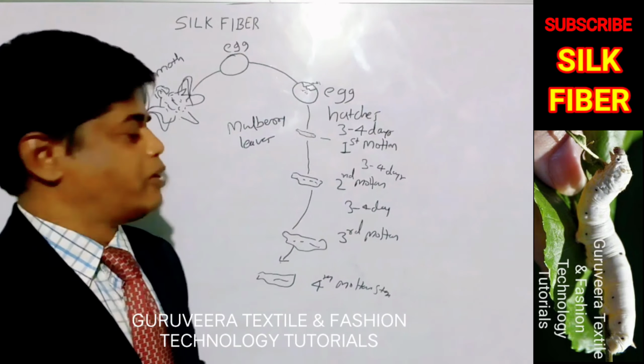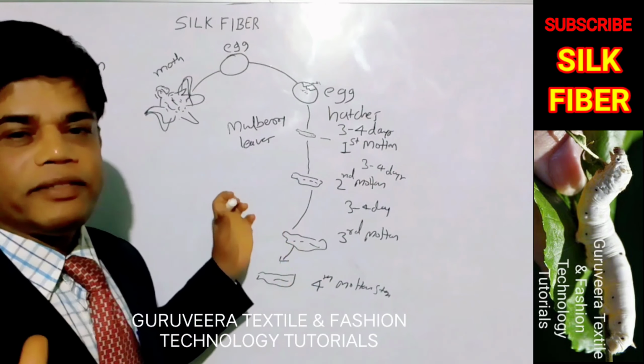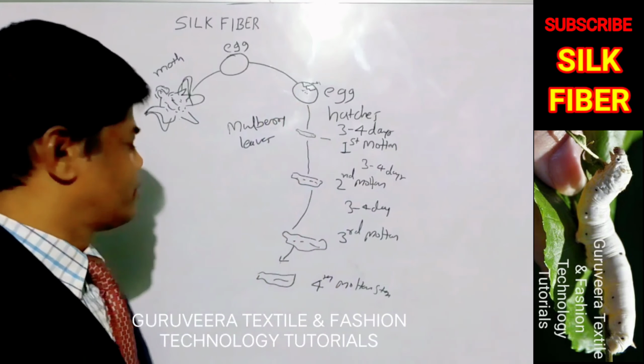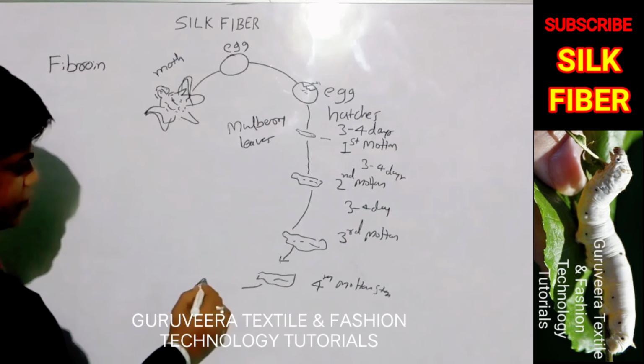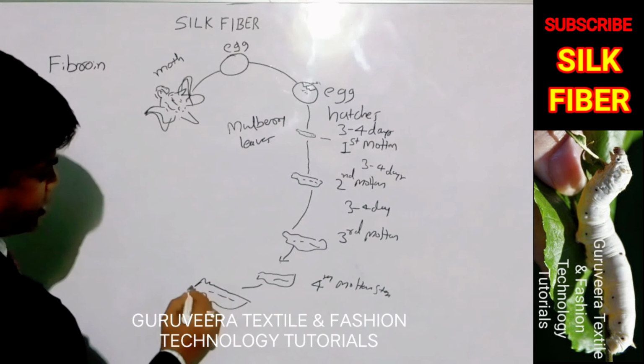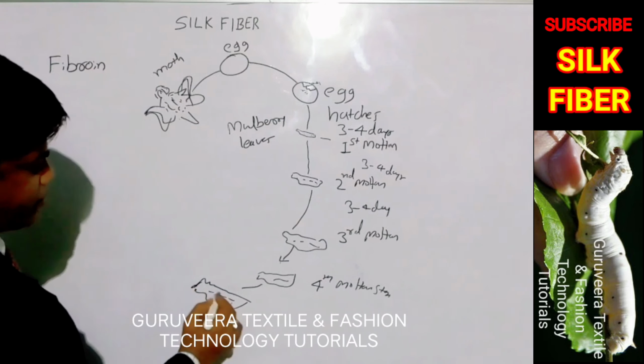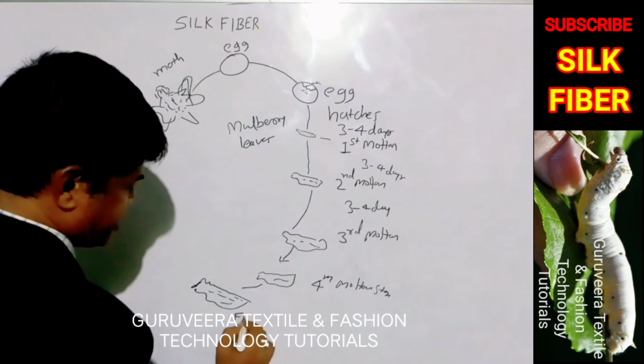The body grows well developed. At each of the 4 stages, it will feed. This is feeding time, this is eating time. After that comes the final stage, the final larvae. The final larvae becomes bigger.